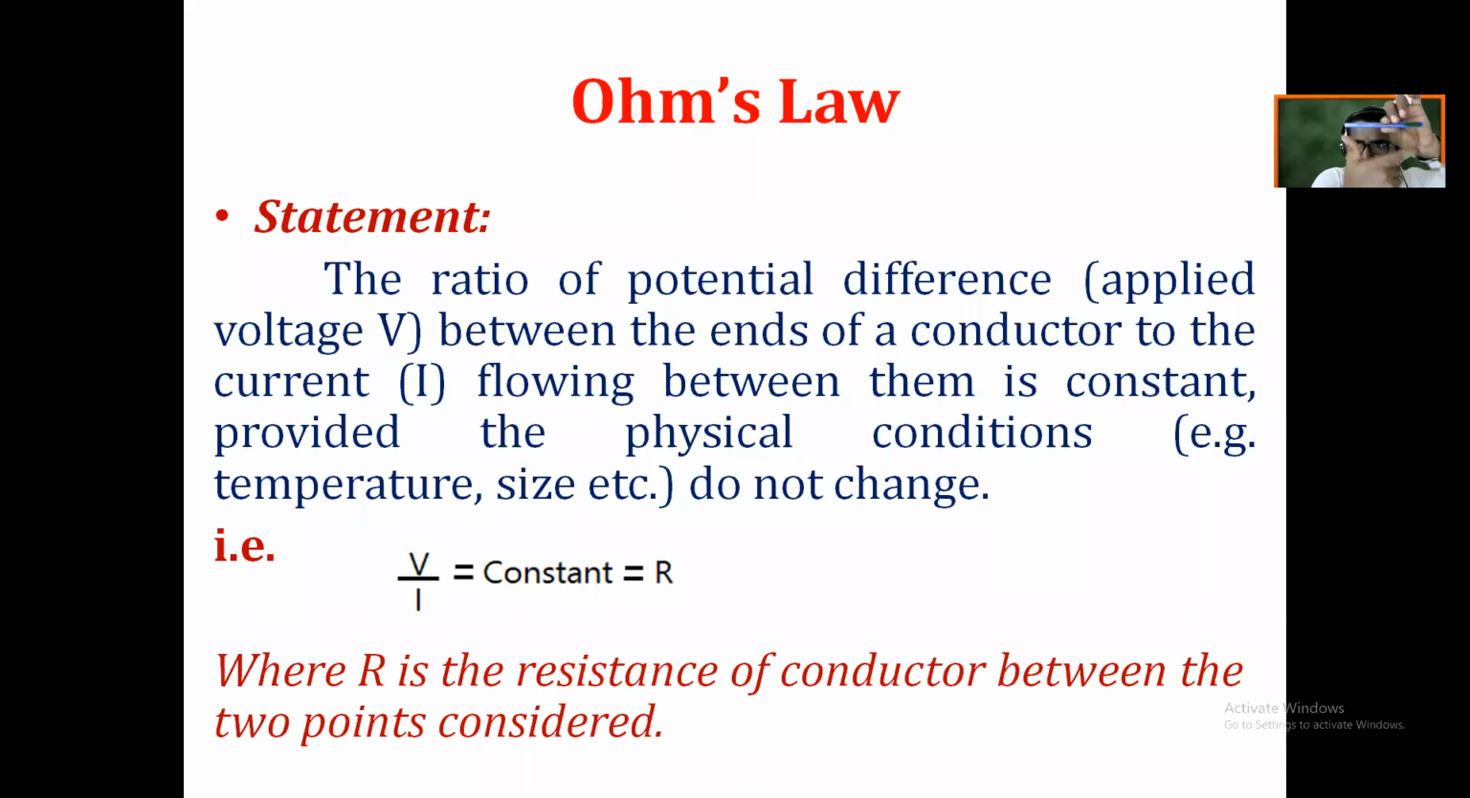And when that external DC energy source is connected between the two terminals of the conductor, it creates a potential difference and current flows through the conductor. Get it my point? When I consider the conductor, it has a fixed length, a fixed cross-sectional area, and a fixed temperature. It means everything is fixed, and when this conductor is connected to the DC energy source, the physical condition of the conductor always remains constant.